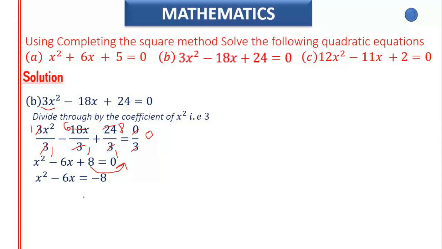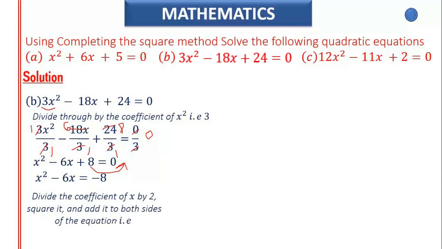The next thing, as usual, is to divide the coefficient of x by 2, square it, and add it to both sides of the equation. We divide the coefficient of x, that's minus 6 in this case. Minus 6 divided by 2 equals minus 3, and the procedure says we should square it and add it to both sides. So we have minus 3 squared to add to both sides.